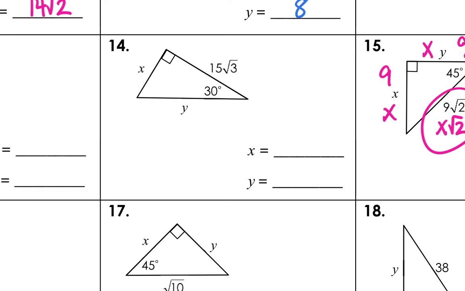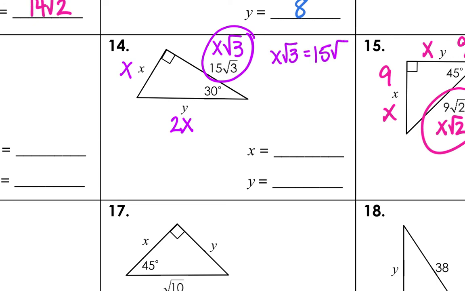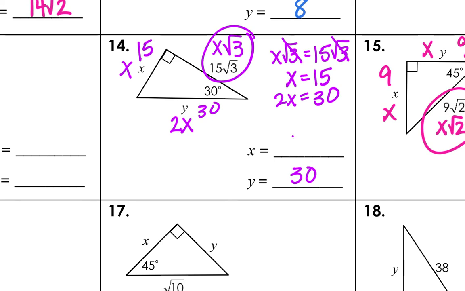Okay, number 14, I have a 30, 60, 90. Across from 30 is x, across from 90 is 2x. The other side is x square root of 3. So if x square root of 3 is equal to 15 square root of 3, what is x? X is 15. Remember, the square roots of 3 are going to match up, so they're going to cancel out. So if x is 15, then 2x is 30. So this side is 30, and this side is 15.